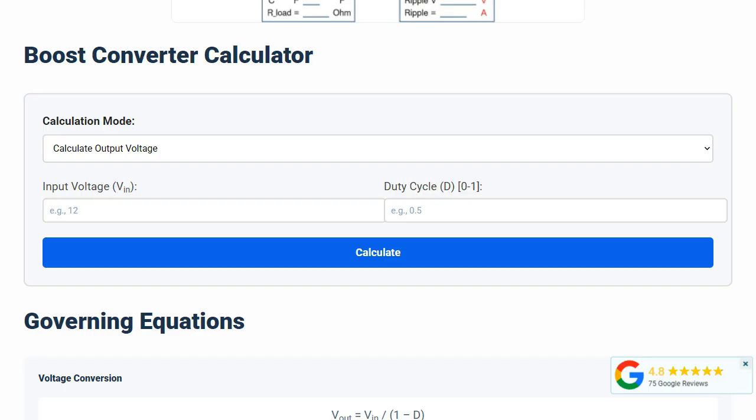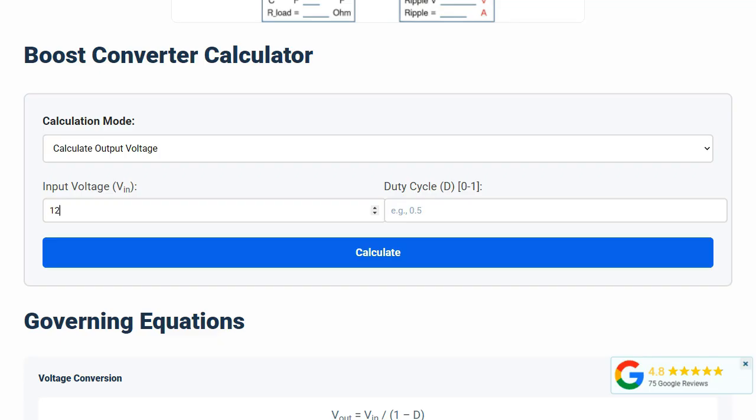To use this calculator, start by entering your input voltage in volts. This is your source voltage, such as from a battery. Next, enter your desired output voltage, which must be higher than the input for a boost converter. Input the switching frequency in kilohertz. Typical values range from 50 to 500 kilohertz.